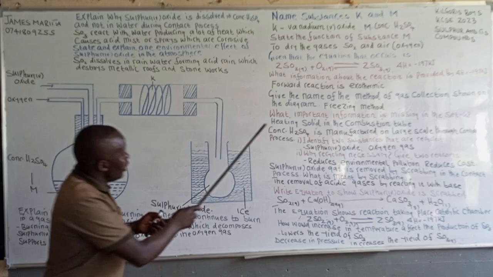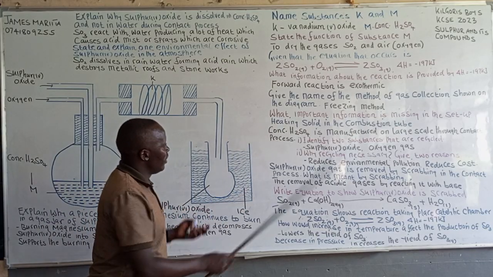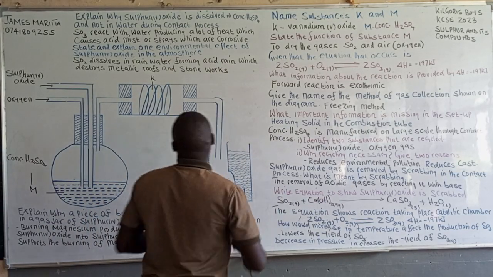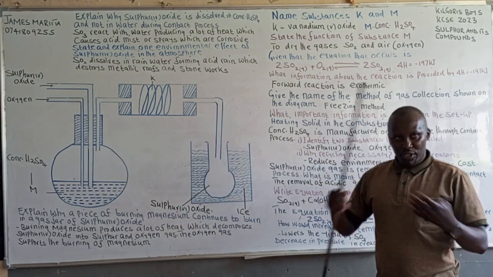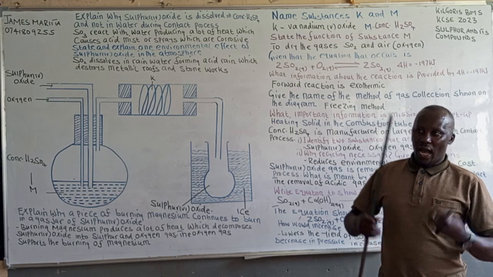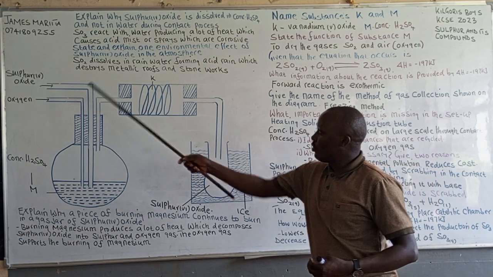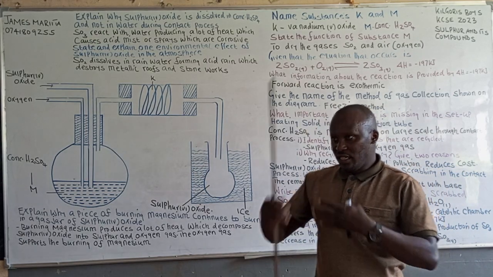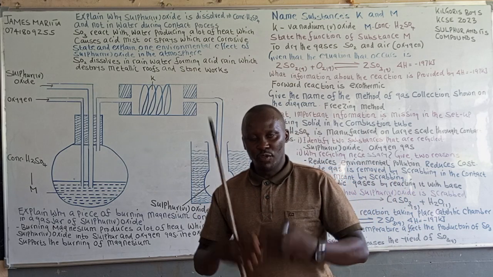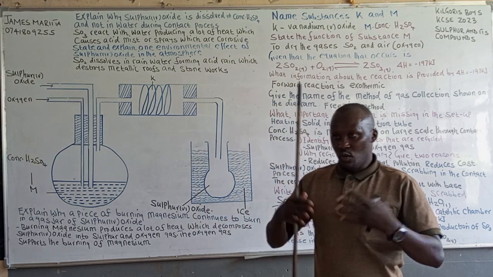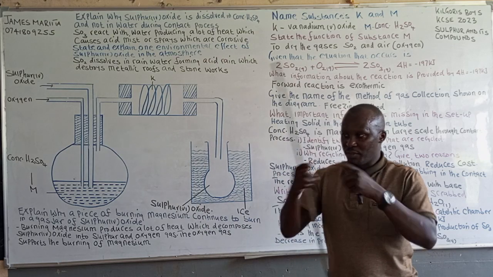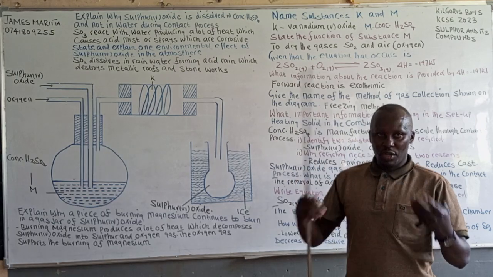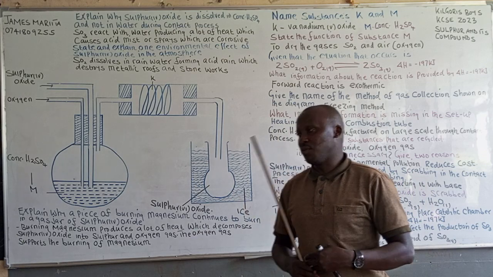Now, what important information is missing in this setup? As you can see in this setup, important information is missing here. I said that for sulphur oxide and oxygen to react, it needs some conditions: a temperature of 450 to 500, then a catalyst, of course vanadium oxide, or platinum asbestos, and also a pressure of 2 to 3 atmospheres.